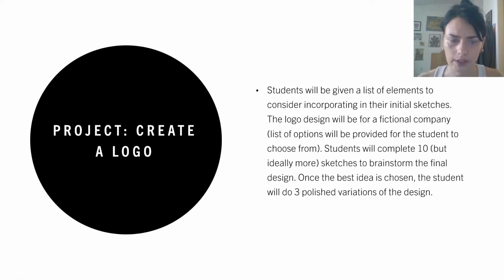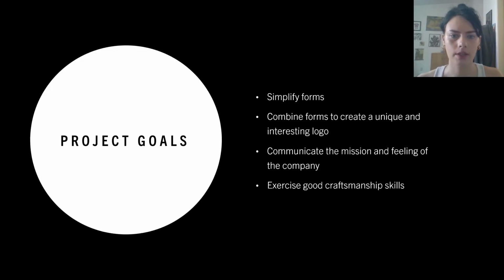So let's talk about what this project is that we're going to do. Students will be given a list of elements to consider incorporating in their initial sketches. The logo design will be for a fictional company. I'm going to give a list of options to pick from. Students will complete 10, but ideally more, sketches to brainstorm the final design. Once the best idea is chosen, the student will do 3 polished variations of the design. So let's break these down into steps.